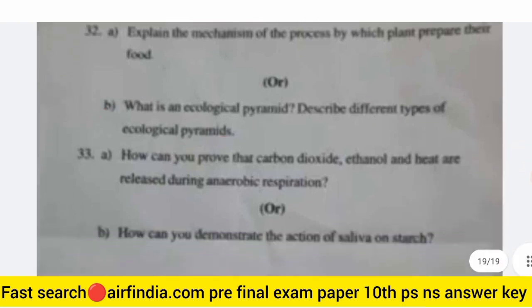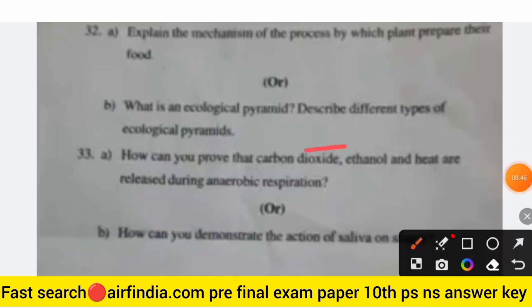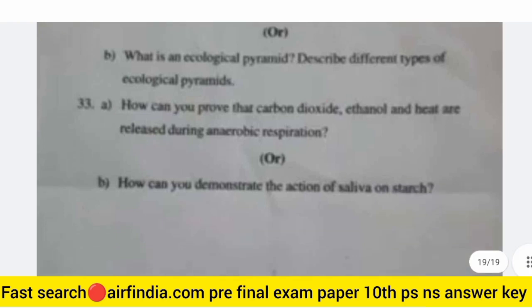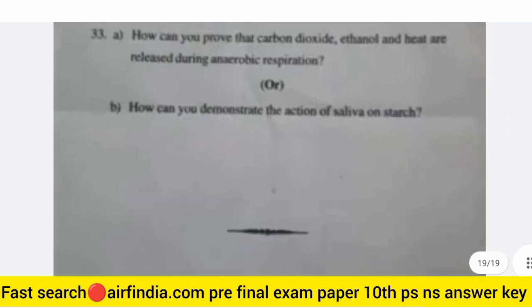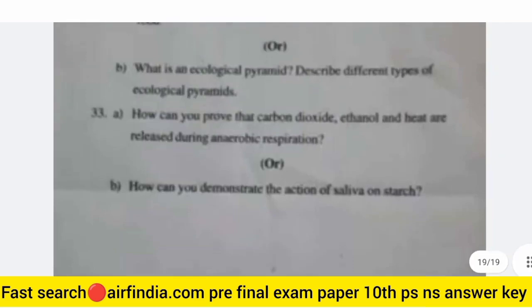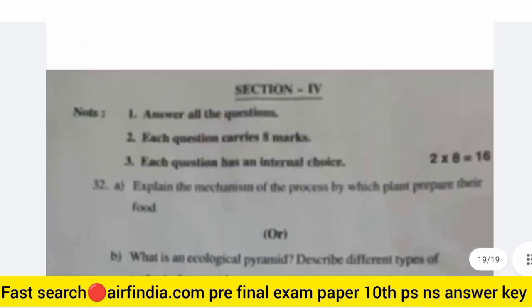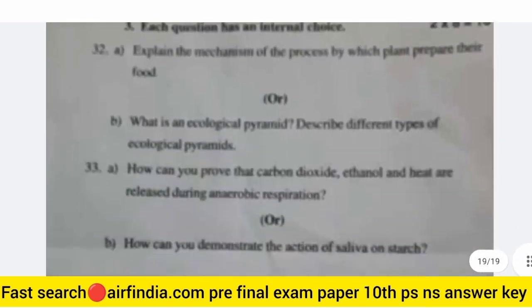How can you prove that carbon dioxide, ethanol and heat are released during anaerobic respiration? How can you demonstrate the action of saliva on starch? Okay, so this is your whole question paper of class 10th pre-final examination 2022 to 23.